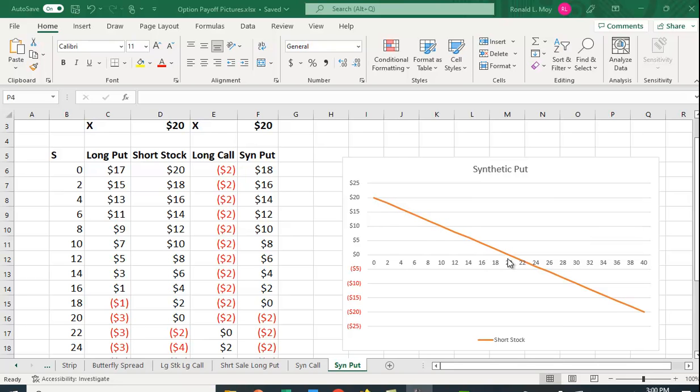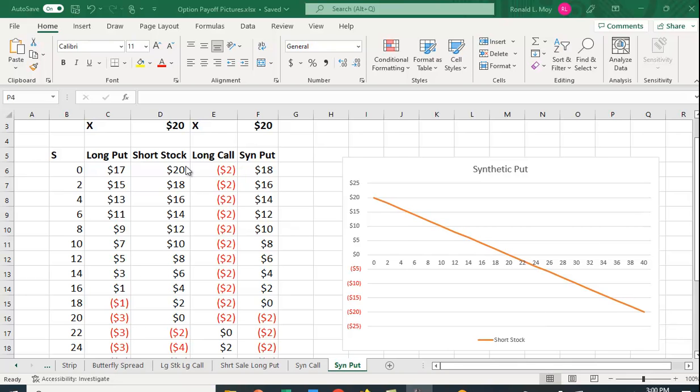Now, the downside is there's no limit to how high the price of the stock could go. So you could short it at 20 and have to buy it back at 30 or 40 or 50. Now, it's likely you would get a margin call before then, and probably wind up closing out your position. But theoretically, there's no limit to how much money you could lose.